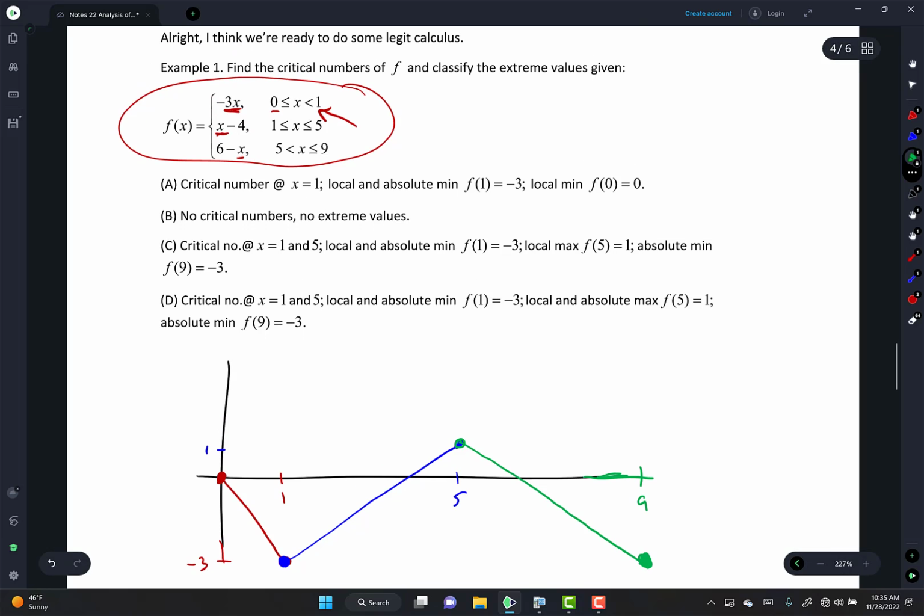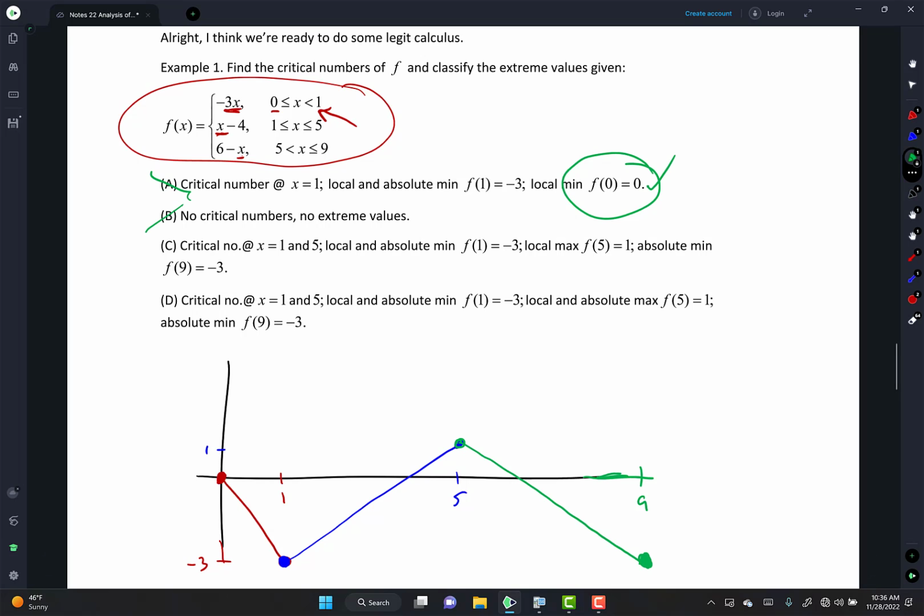So I look for that. Let's see. Critical number at 1, yes. I'm looking at letter choice A. Local and absolute min at 1, -3. Local min at 0, 0. It looks like letter A, check mark. Wait, is 0, 0 a min? No, it's a max. Nope, that's out. Does everyone see why letter A is out? Yeah. Because 0, 0 is not a min. 0, 0 is a max. B, no critical numbers. Nope, letter B is out.